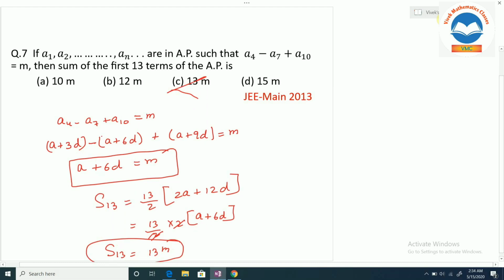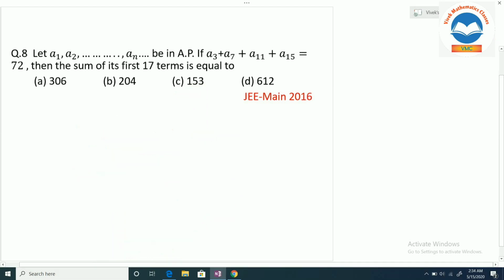C part. Let A1, A2, A3 up to AN be in AP. If A3 plus A7 plus A11 plus A15 is 72, we'll apply this: A3 plus A7 plus A11 plus A15 will be equal to 72.